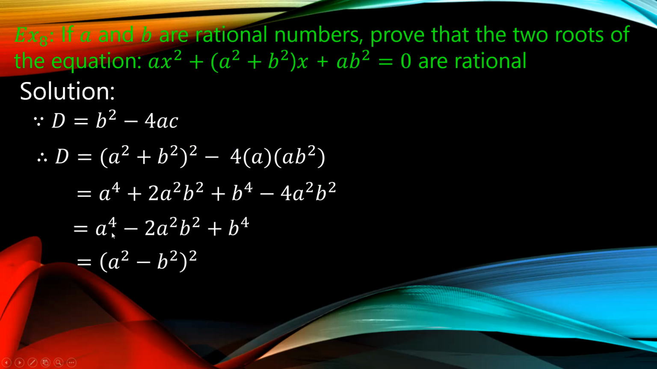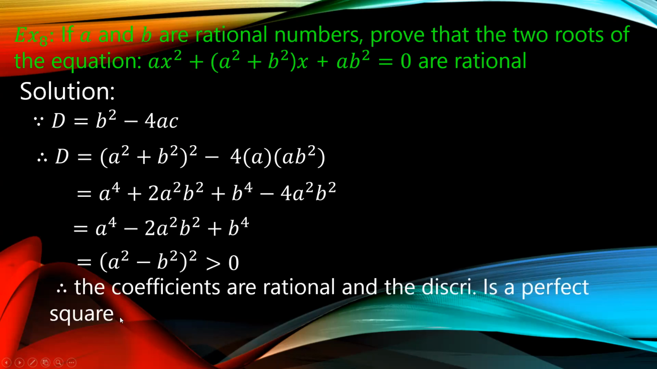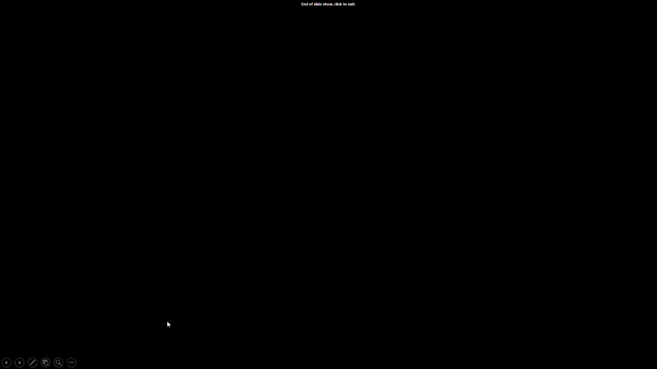Then the discriminant, by distribution, is a^4 - 2a^2b^2 + b^4. This algebraic expression is a perfect square because the first term is a square, the third term is a square, and the second term is twice the square root of the first times the square root of the third. Then (a^2 - b^2)^2 is a perfect square. The discriminant is a perfect square and more than 0 also. Then the two roots are rational. Thank you.